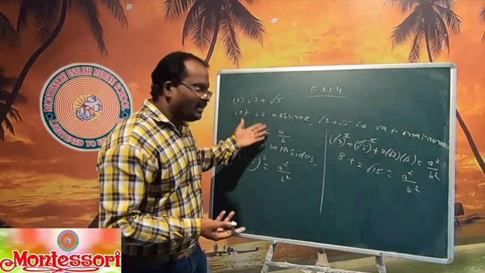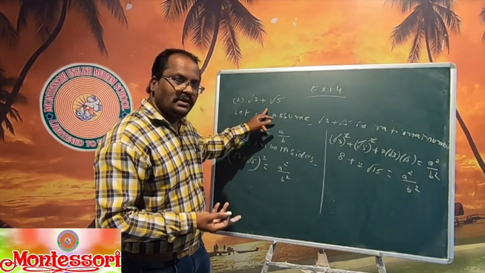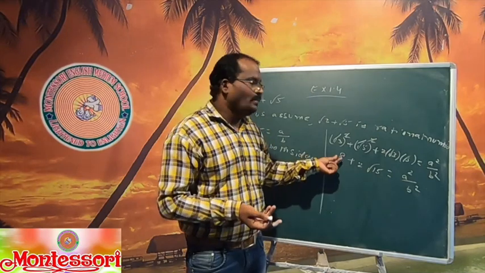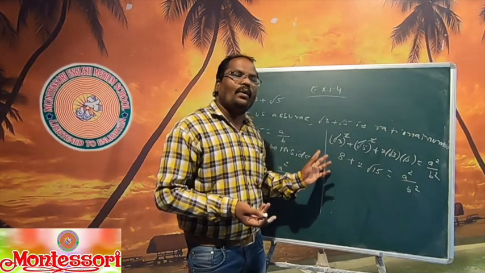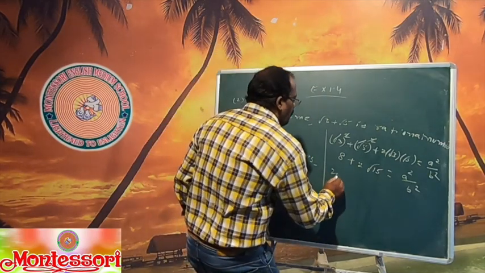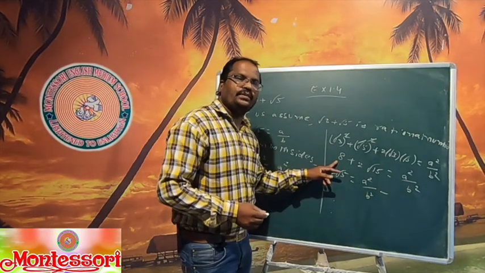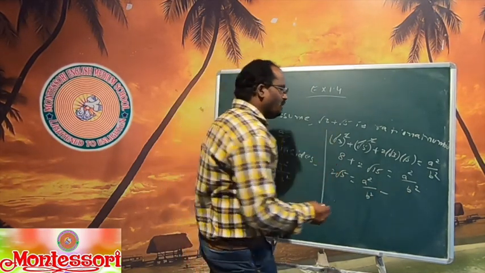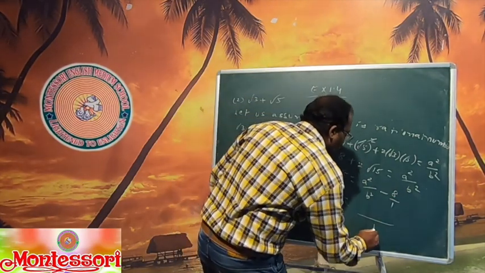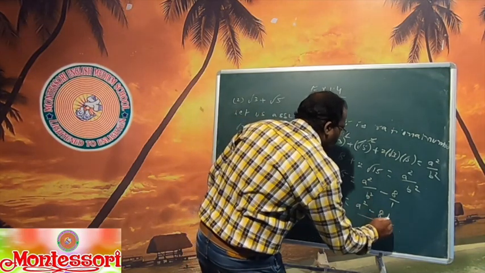So why have we done this process? Here both were inside the root. After simplification, one term is removed from the root. Which term is removed from the root? 8. Now the 8 you have to transfer from left to right. 2 root 15 is equal to a square by b square minus 8, which is without root. Now 8 by 1, and we have to take the LCM, b square. So a square minus 8b square.